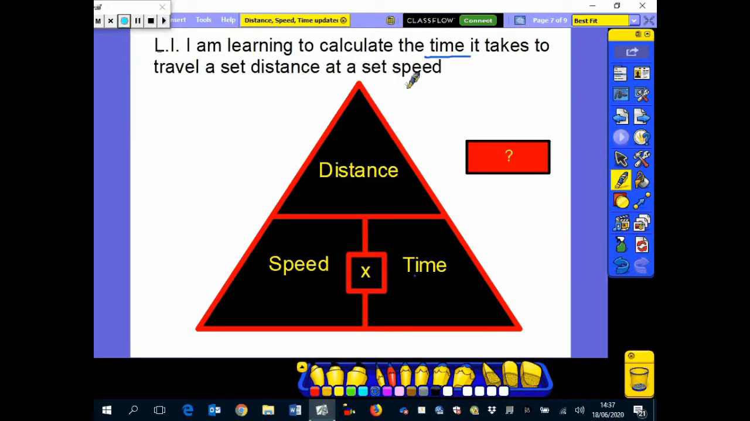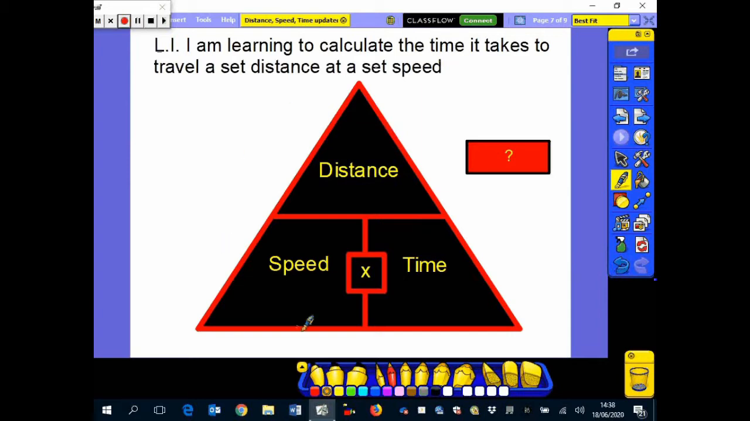Now I strongly recommend watching the other two videos first, so I would start off with distance first and speed second, and only if you're confident working out the distance and the speed, then I would progress to working out the time. However, if you feel confident with that, then let's get cracking with time calculations.